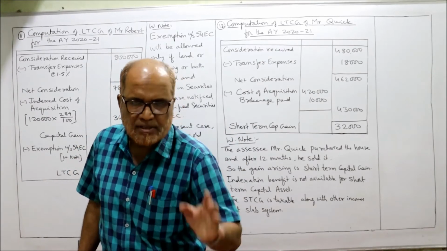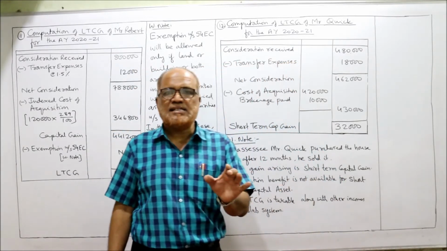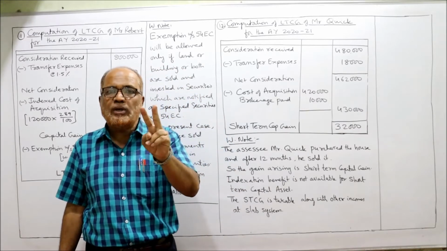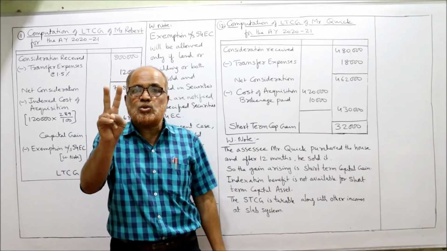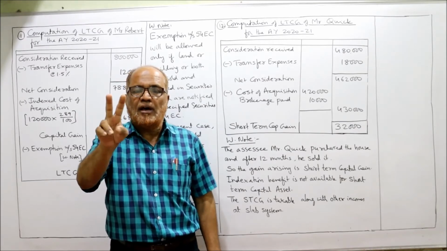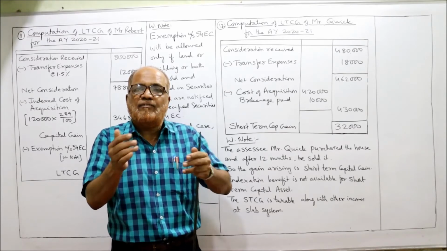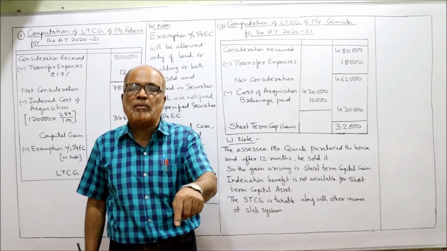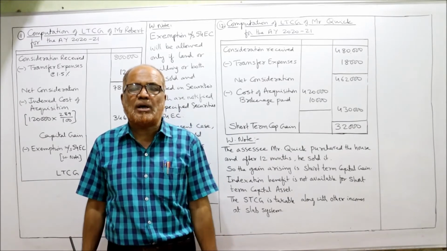Calculate capital gain. See, if an assessee sells the house property within 2 years from the date of purchase, it's called short-term capital gain. The holding period is 2 years for house properties. For house property, 2 years. If he sells within 2 years, it is short term capital gain. If he held for more than 2 years, it will be a long term capital gain. This is the first problem where the assessee sold the house within 12 months period. So it's a short term capital gain.